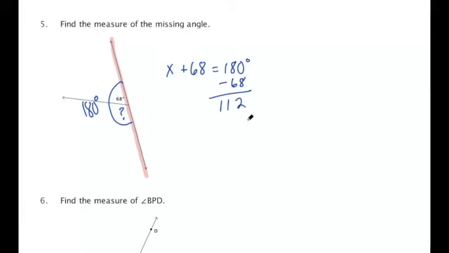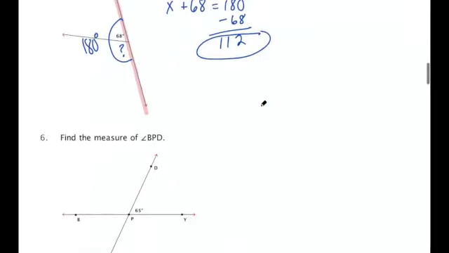Use a calculator to make sure you don't make silly mistakes. The calculator's not going to tell you what to subtract from, so it's not like it's magic. Okay, so then that's the answer, 112. Find the measure of the missing angle, 112.